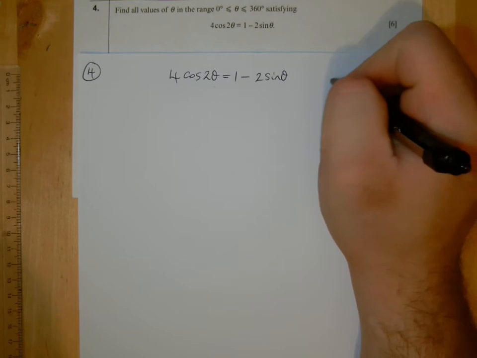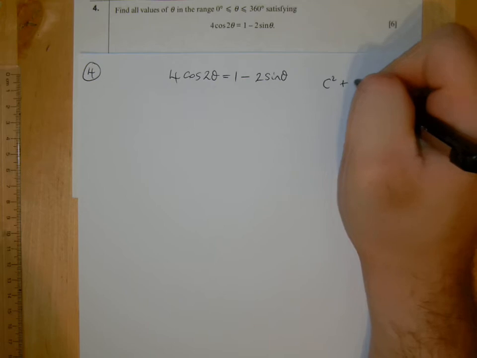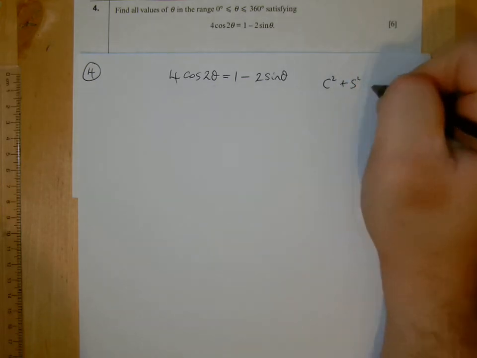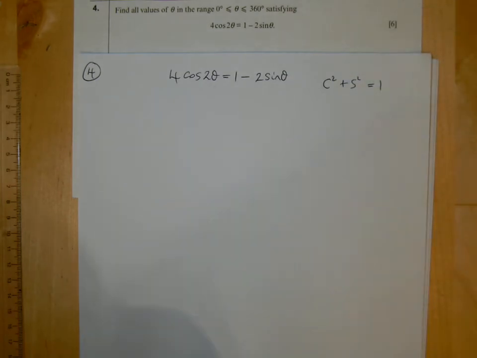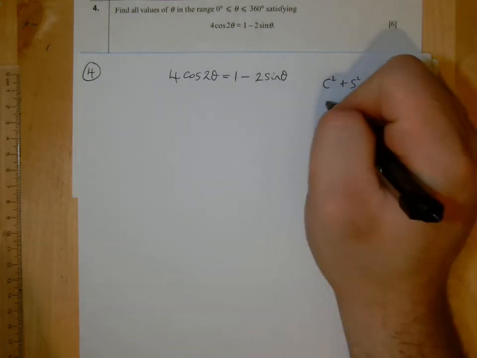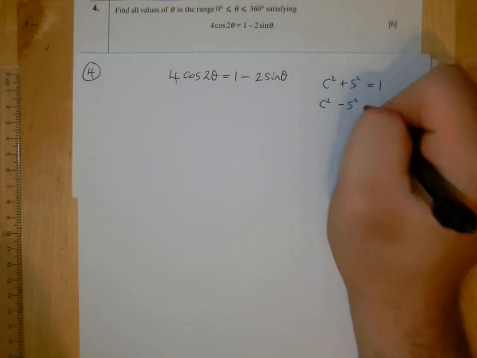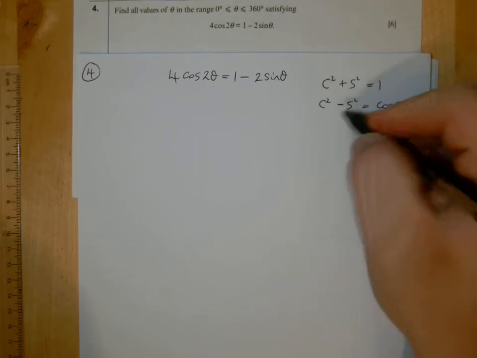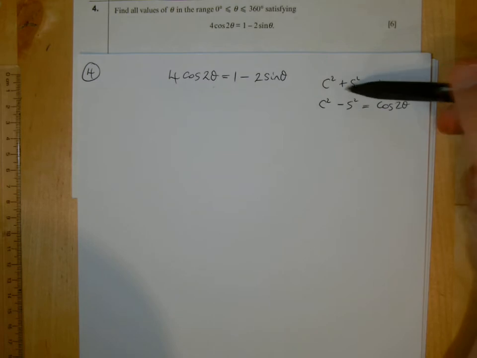So remember, sine squared plus cos squared is 1. Or we could write it like this: cos squared theta plus sine squared theta equals 1. You can write it that way. And the other result we know as well, the one that we should remember, is cos 2 theta is cos squared theta minus sine squared theta. So it's kind of similar to this, but there's a minus there.